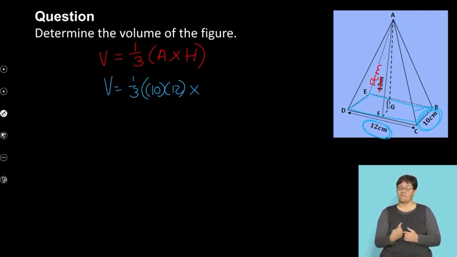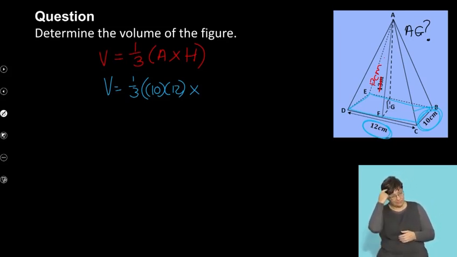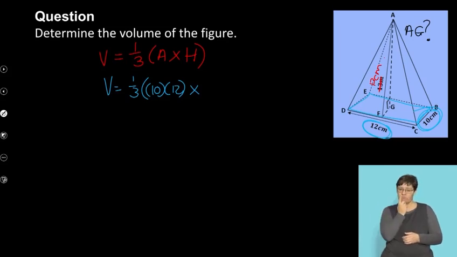I only have my slant height, which is 13 centimeters, and I do not have AG. I want to know what AG is, because AG is my perpendicular height. The question is, how am I actually going to find AG? I'm hoping that everyone's going to have a bit of a think at home on if there's any way that I can actually find AG.